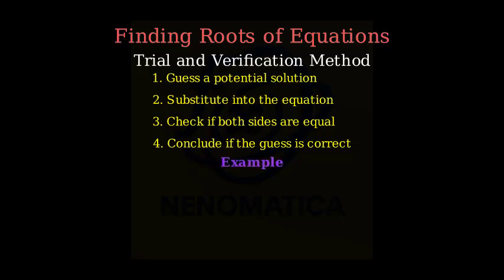Find the root of the equation 2x minus 4 equals 0. Let's guess that x equals 2 is the root. To verify this, we'll substitute x equals 2 into the original equation. We substitute x equals 2 into the equation 2x minus 4 equals 0.